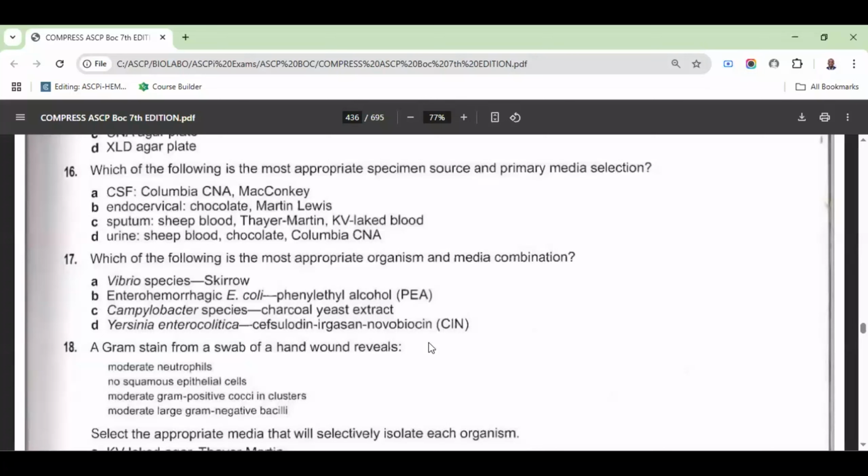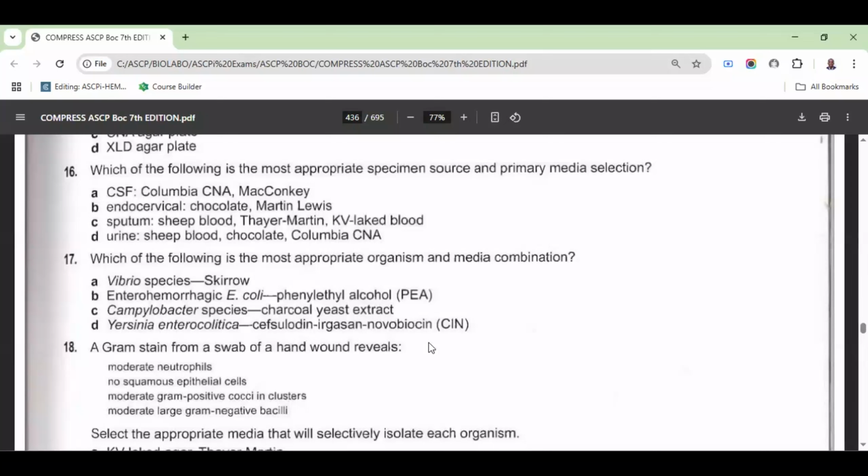Otherwise, for sputum, for example, sheep blood agar can be used. Yes, for sputum sheep blood agar can be used. But Martin Lewis agar is not necessary, and even KVLB is used for medically important anaerobes. KVLB is called kanamycin vancomycin laked blood agar.